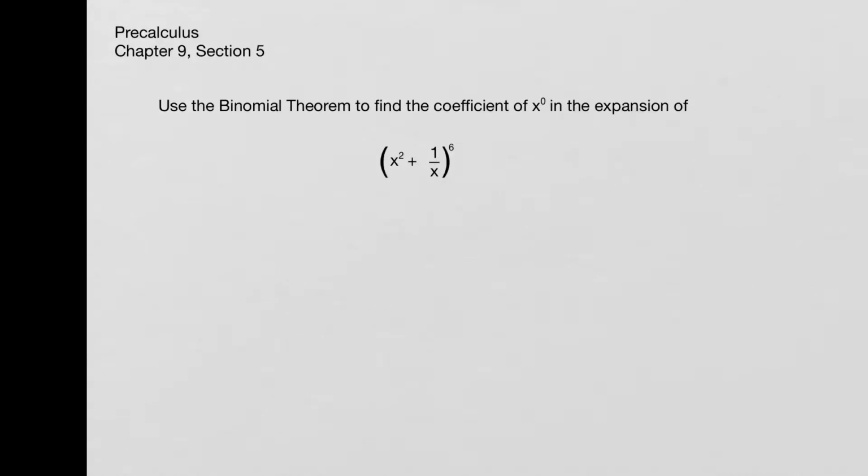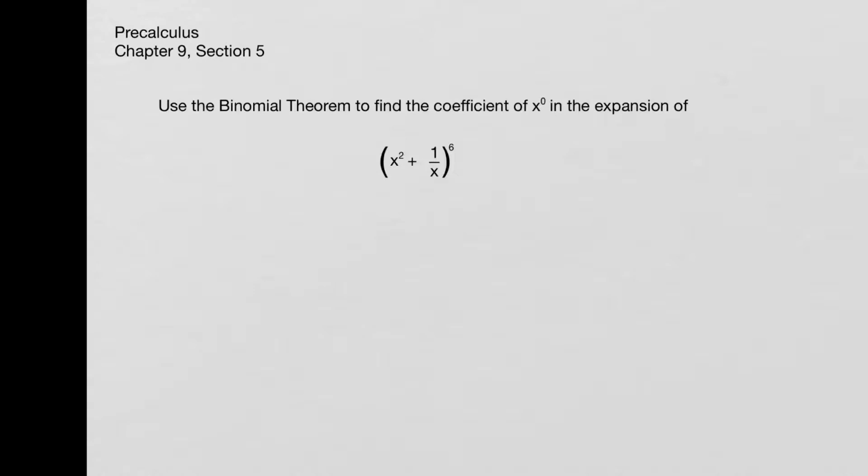In this problem, we need to find the coefficient of the x to the 0 power term in the expansion of the binomial (x squared plus 1 over x) all raised to the 6th power. So first I want to locate which term in the expansion we're talking about. And this one is more complicated than what you usually see.